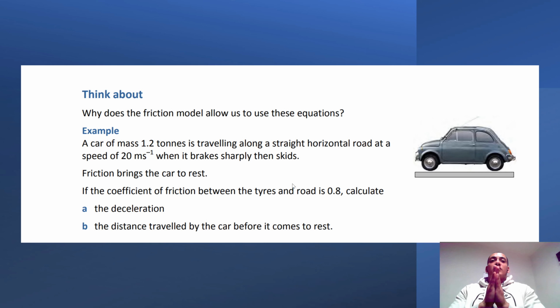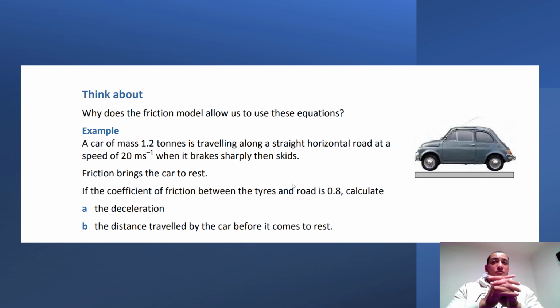So this is a model of a car of a mass of 1.2 tons traveling along a straight horizontal road at a speed of 20 meters per second. When it brakes sharply, then skids. Skidding is when the brakes of a car are applied with sheer force, and the tires no longer spin and are at a stopping state, but the motion of the car keeps pushing it forward. But friction brings the car to rest.